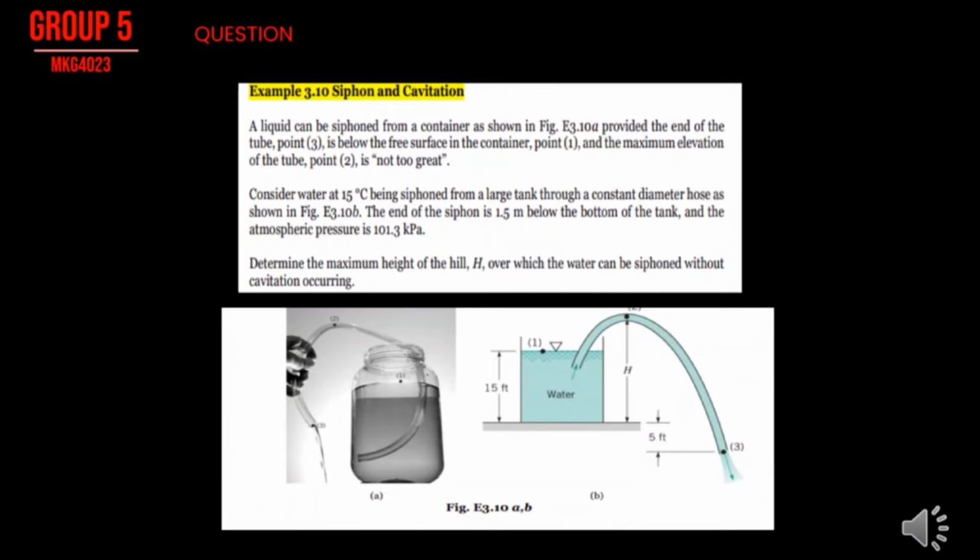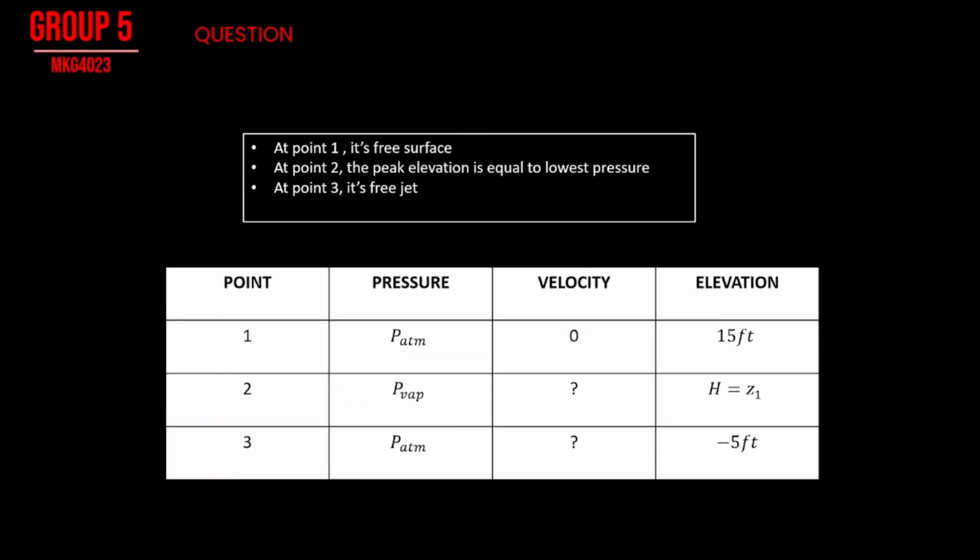So, this is the question part for siphon and cavitation. The question is, determine the maximum height of the hill H over which the water can be siphoned without cavitation occurring. So, from the question, point 1 is the free surface. At point 2, the peak elevation is equal to the lowest pressure. Point 3 is the free jet.